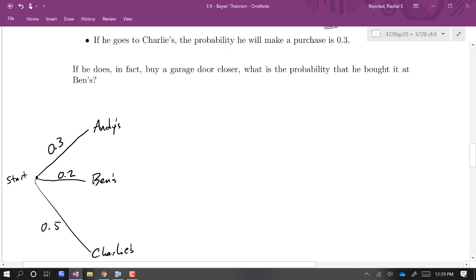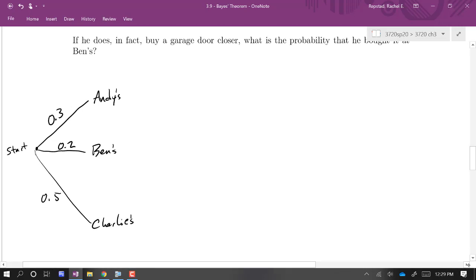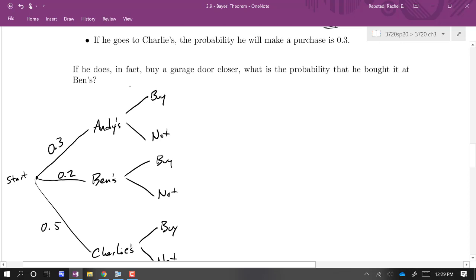Once he goes to one of these stores, he's either going to buy a garage door closer or he's not. So that's what happens in the next sequence of things, chronologically. He buys or doesn't buy. On these branches, we're going to put the conditional probabilities.